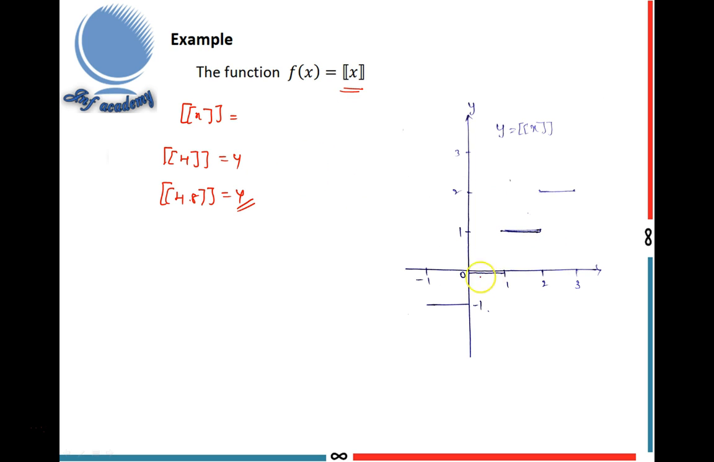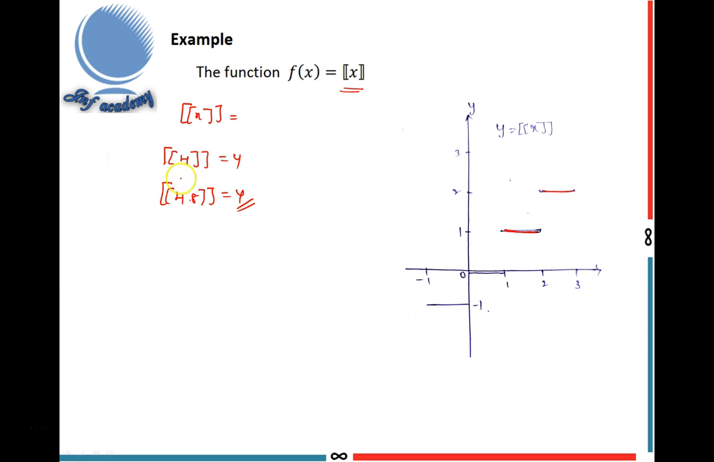So I draw this one. For x from 0 to 1, the greatest integer function value is 0. For x from 1 to 2, the greatest integer function value is 1 only, so I draw the graph at 1. From 2 to 3, the value is 2. From minus 1 to 0, the value is minus 1. This is the diagram of the greatest integer function.